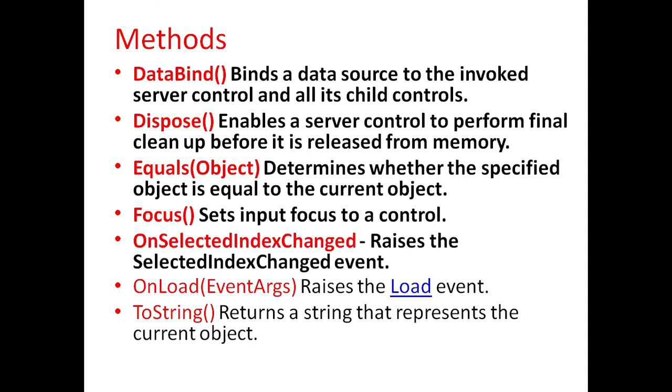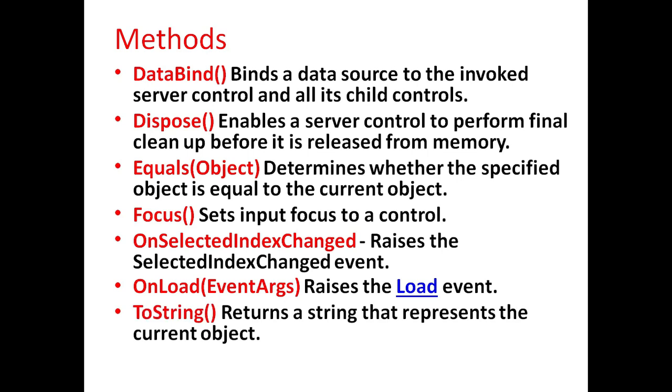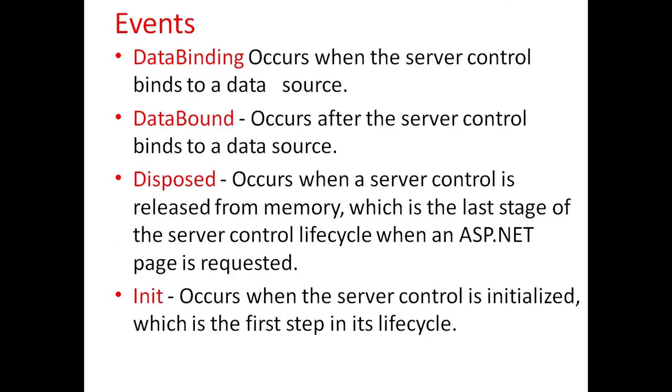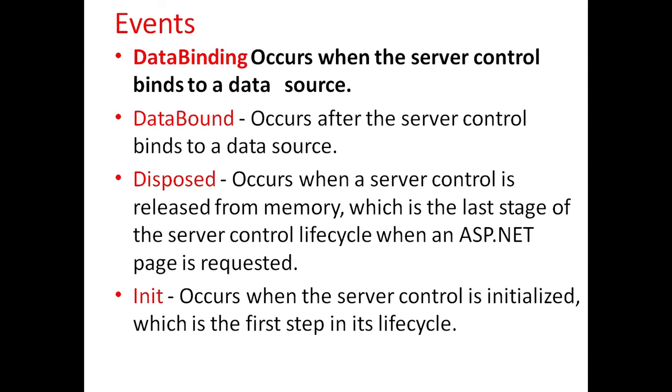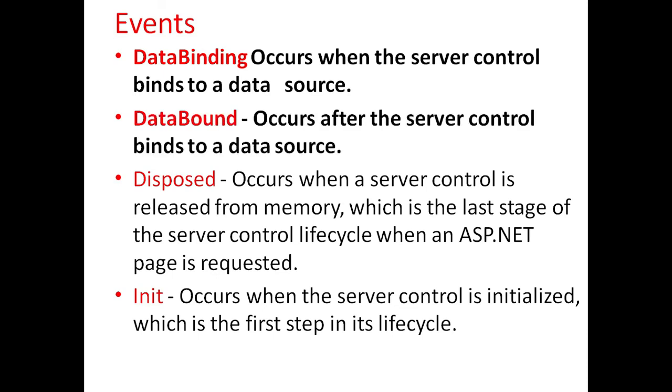On selected index change method raises the selected index change event. OnLoad method raises the load event. And toString method returns a string that represents the current object. Different events for radio button list controls are: data binding, which occurs when the server control binds to a data source. Data bound event occurs after the server control binds to a data source.